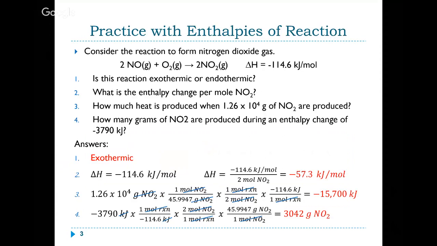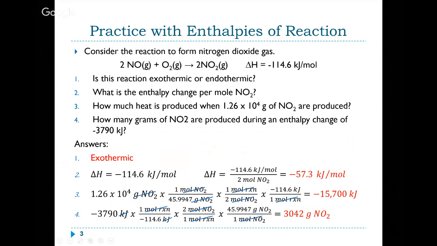So, practicing with enthalpies of reaction. We have the reaction of nitrogen monoxide combusting to form nitrogen dioxide. The enthalpy associated with this reaction is negative 114.6 kilojoules per mole. So this means per mole of the reaction. Is this exothermic or endothermic? Well, when we answer the question, all we're doing here is looking at the sign. The sign is negative, so we know it's exothermic.